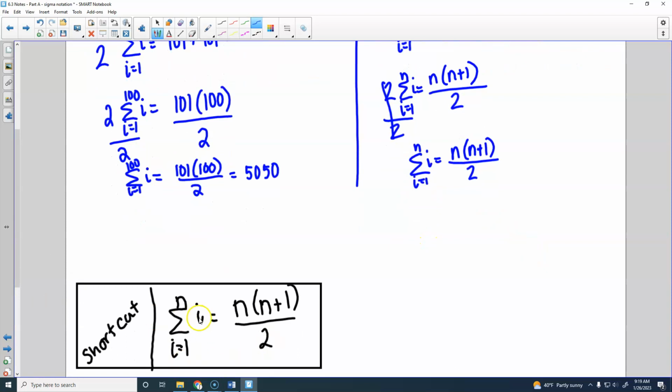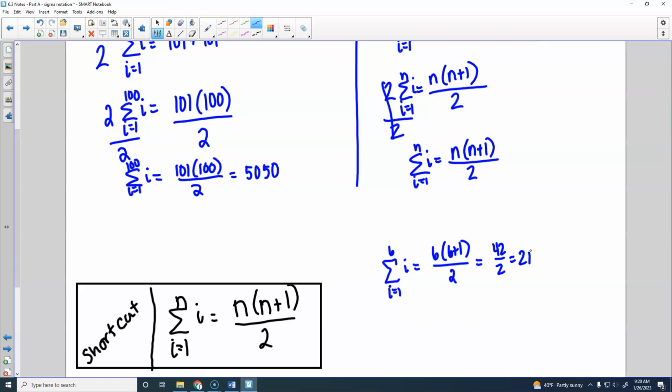So this is a shortcut rule. Anytime you have to do the sum from 1 to a number, you could use this shortcut rule. So if we go back to the example we had before, if I need to do the sum from 1 to 6 of I, I could do 6 times 6 plus 1 divided by 2, which would be 6 times 7, which is 42, divided by 2, which is 21.